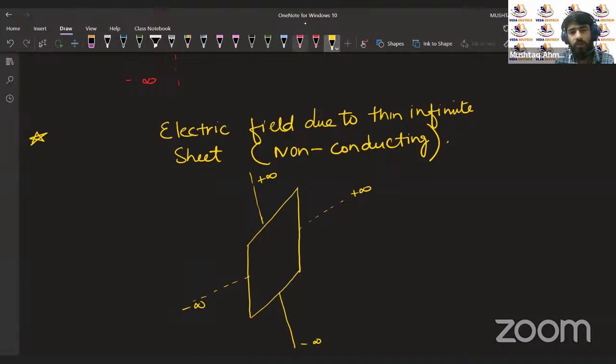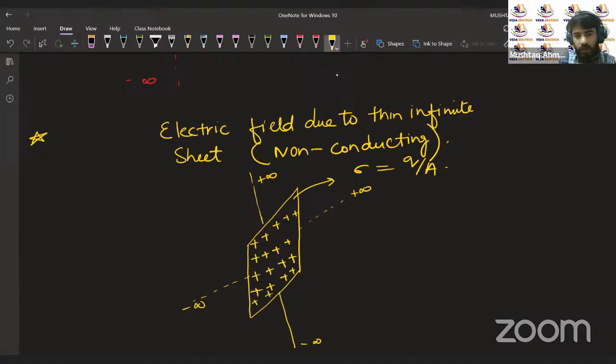Let's suppose the charge density on this sheet is equal to sigma, right? Sigma is the charge per unit area, the charge density, and it's a positive charge. So this positive charge is distributed on the surface of this thin infinite sheet like this. We have to calculate the electric field intensity because of this sheet, right?